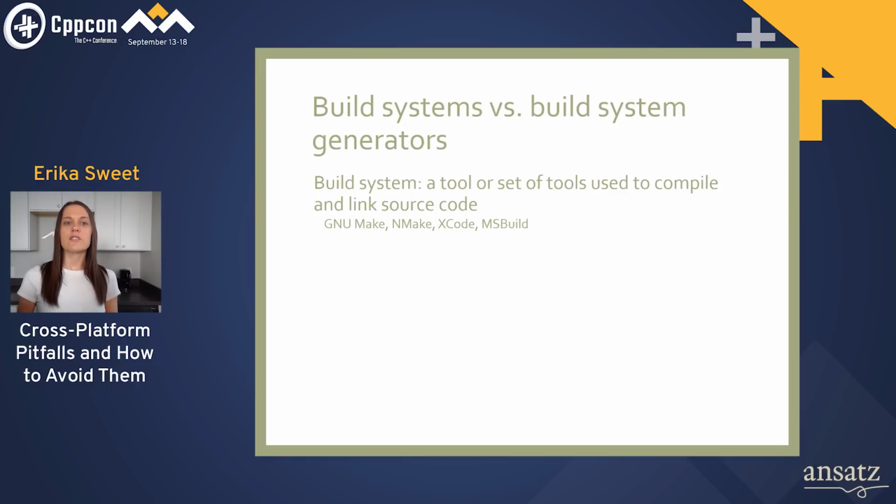Let's start by differentiating between build systems and build system generators. A build system we can define as a tool or set of tools used to compile and link source code. Oftentimes these build systems will only run on a subset of operating systems. Popular examples include all the different flavors of Make, as well as build systems that are tied to an IDE, like Xcode or MS Build.